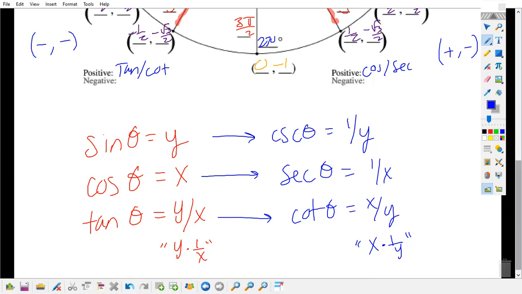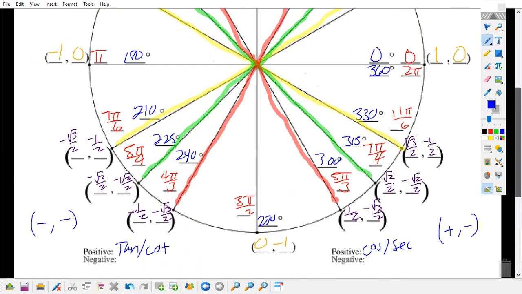Okay. So for your bingo, you're going to be using your unit circle and the ratios that we just wrote at the bottom. All right. How do we feel? What are your questions, comments, concerns? What are you hesitant about?